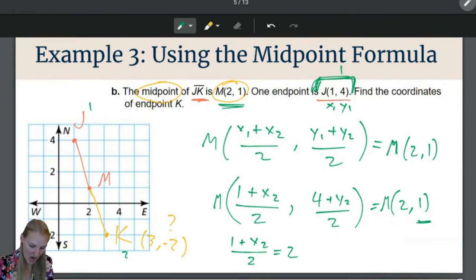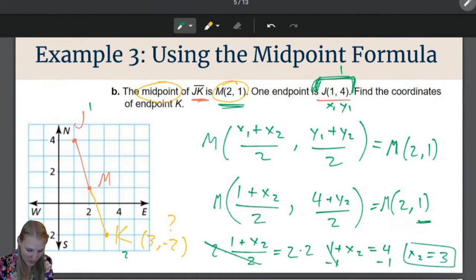And then, okay, I can solve this. This is an equation I know how to solve. I want to get x by itself. So I'm going to multiply by 2 on both sides. And then I have 1 plus x2 equals 4. Subtract 1 from both sides. And x2 equals 3. And wait a minute, look at that. We said that the x-coordinate of K was going to be something like 3. And it was. Beautiful, beautiful.